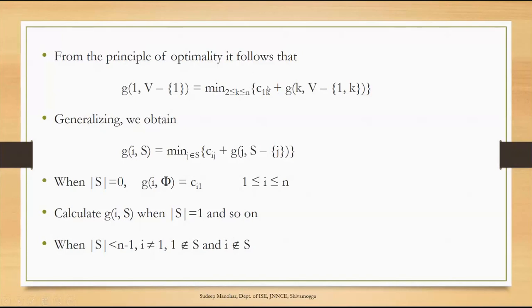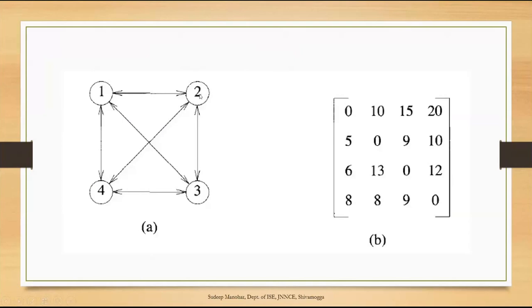So min of cost from 1 comma k, cost from vertex number 1 till k. For example, if k is 2, consider k is 2. So the cost of path from 1 to k plus, recursively, g of starting from that k, which is 2 in our example. So once again you call the same function and let the starting vertex be 2, g of 2 comma v minus. Now which are the remaining vertices?